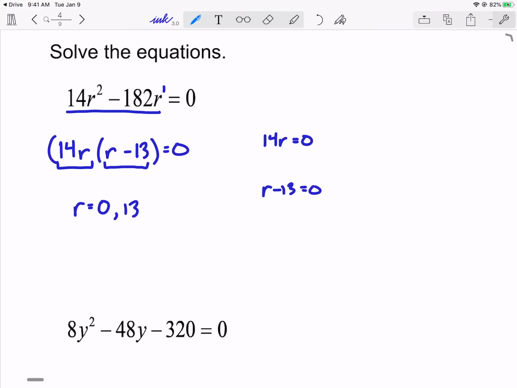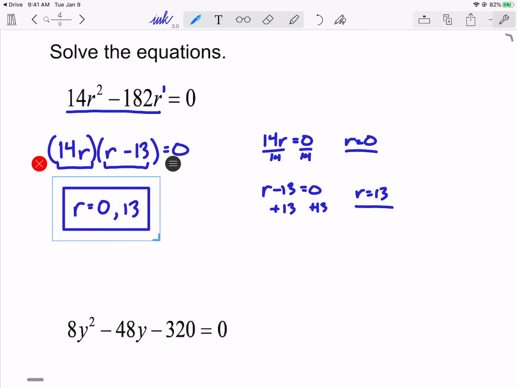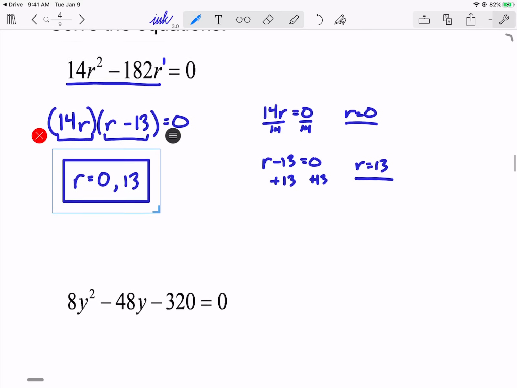If I want, I can put this 14r in parentheses so it looks more like what I'm used to seeing. Set the things inside each of the parentheses equal to 0. So on this one, I divided by 14, and I got r equals 0. This one, I added 13, and I got r equals 13. Combine those two results together, and you get your solution. All right, let's take a look at the next one.